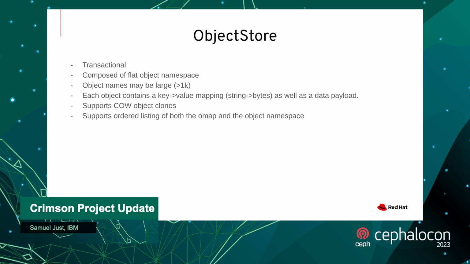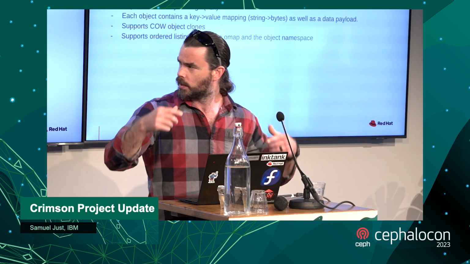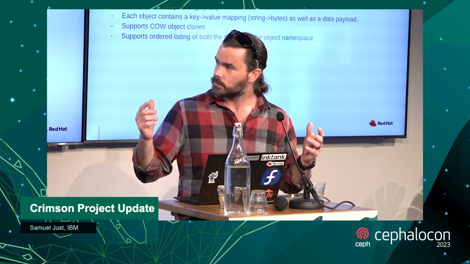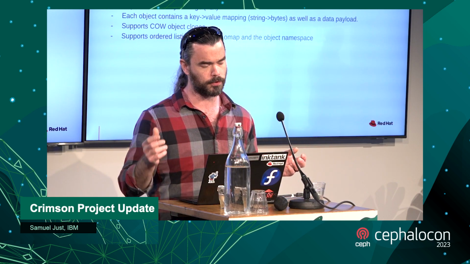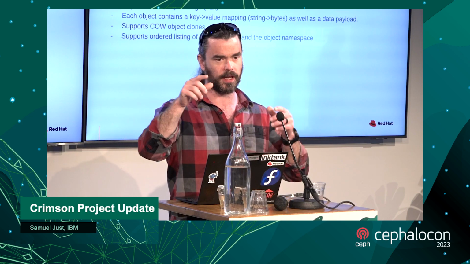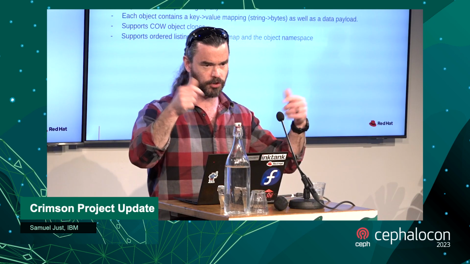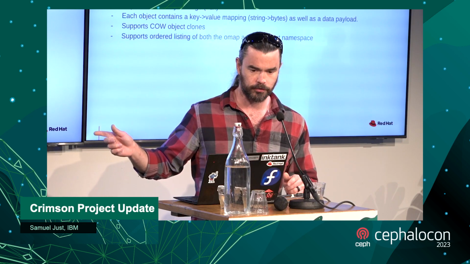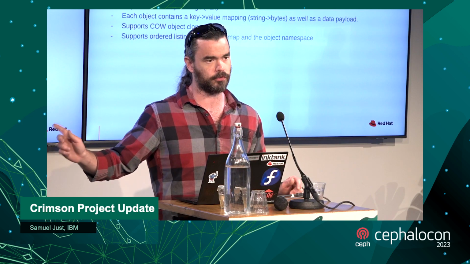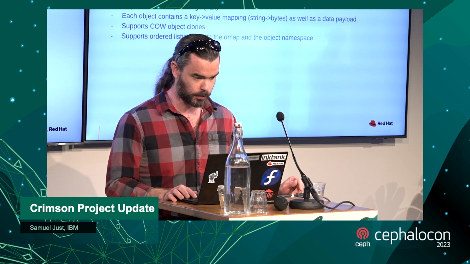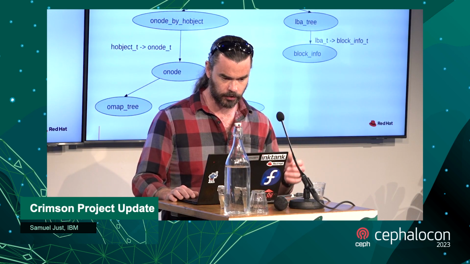names. Each object also contains, optionally, a key-to-value mapping that RGW uses for its bucket indexes, and CephFS uses for its directories. We also support copy-on-write object clones. So you can create clones of an object, and as you mutate the head object, we're supposed to maintain the unmodified sub-ranges as shared blobs, so we don't blow up the storage space. And we support ordered listing of both the OMAP and object namespace. Object namespace is important because it's how we do both scrub and recovery. So that needs to be both correct and efficient because we use it during backfill.